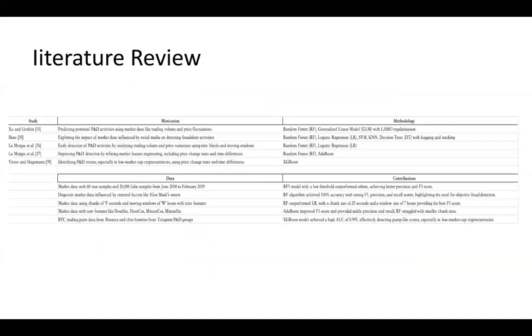And next, I would like to briefly touch on some significant studies that have greatly contributed to our understanding of predicting and detecting the pump and dump activities in crypto markets. So I'll just highlight the points, and you can take a moment to read it.